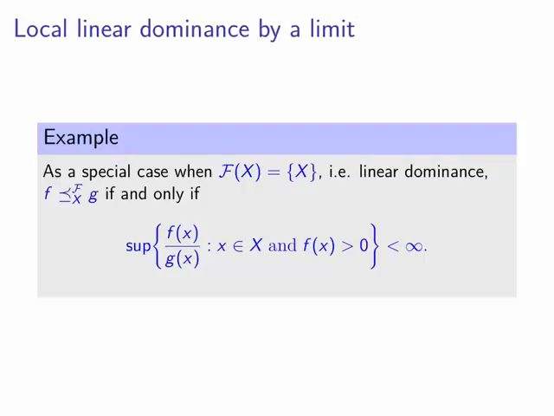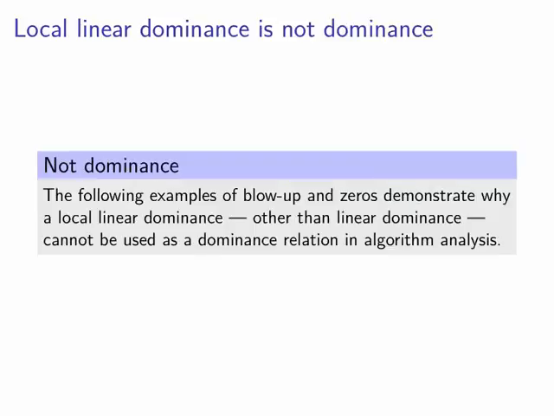As a special case, f is linearly dominated by g if and only if the supremum of f divided by g is finite. So the following examples of blow up and zeros demonstrate why local linear dominance, other than linear dominance, cannot be used as a dominance relation in algorithm analysis.